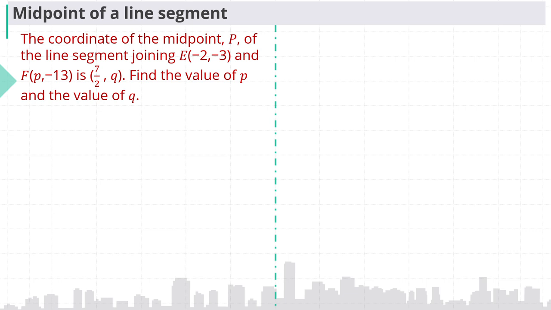And next question. The coordinate of the midpoint P of the line segment joining E and F is given, which says that the midpoint P is (7 over 2, Q). What are the endpoints? The question says that the endpoints are E and F.